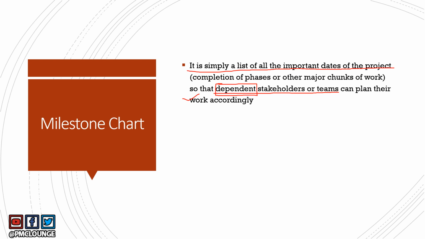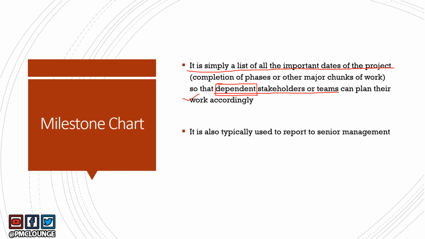When is your code completing? When is your testing completing? When is your requirements closing, right? So those kind of dates is what the dependent stakeholders and dependent teams need. So this is what a milestone chart is. In the next slide, we'll take a look at how a milestone chart looks.